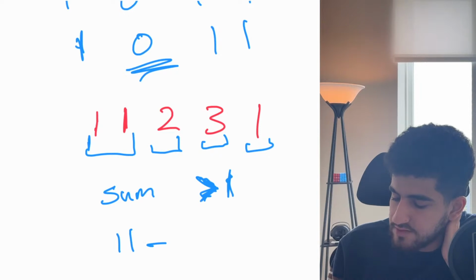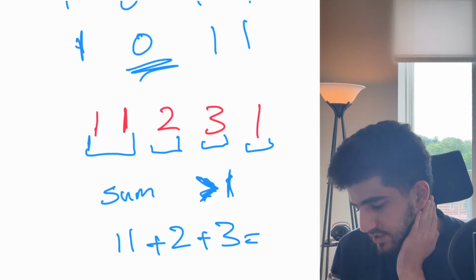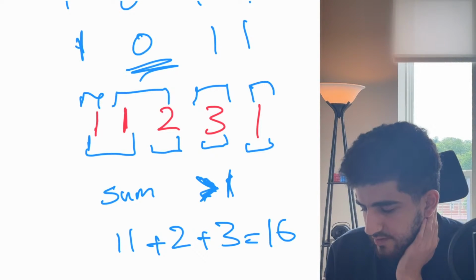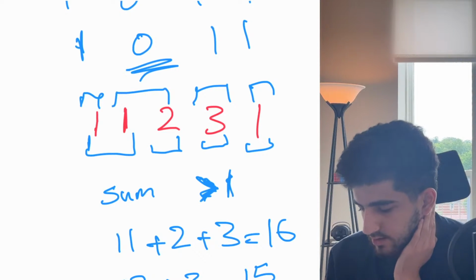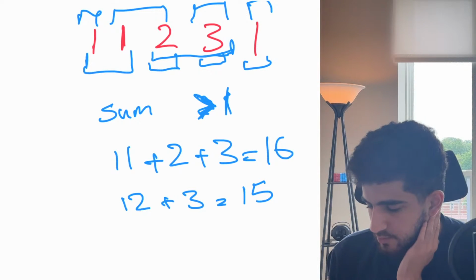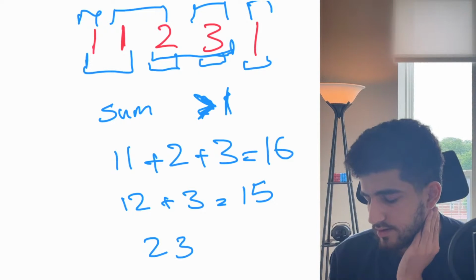So it's going to be 11 plus 2 plus 3 in this case, plus 3 in this case, which is going to be 16. If I match these two, I'm going to have a 12, a 1, a 1, and a 3. So it's going to be 12 plus 3, it's going to be 15. If I match these two, for example, I'm going to have a 1, a 23, a 1. So it's going to be 23.